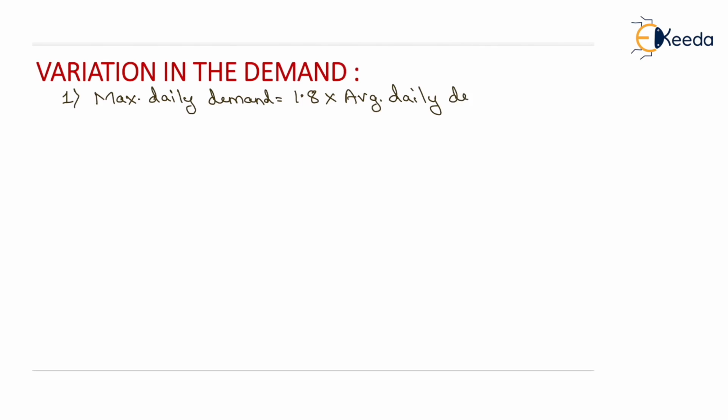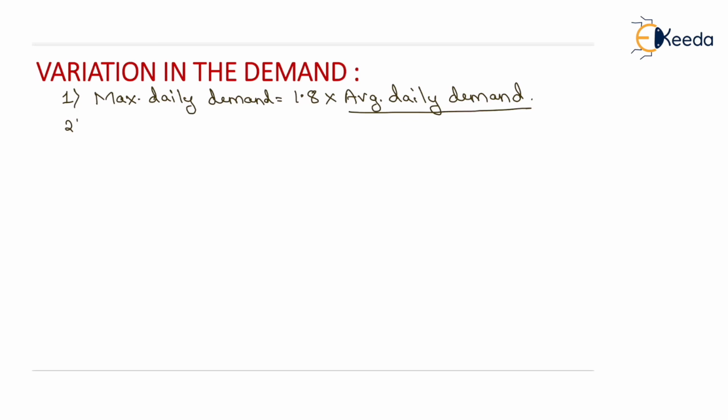Now how can we compute the average daily demand and maximum daily demand? Suppose that in a particular week we had 7 days of data. Now we divide that 7 days of data by 7, we get the average daily demand. Now if we want to compute the maximum daily demand, we need to multiply the average daily demand by 1.8.